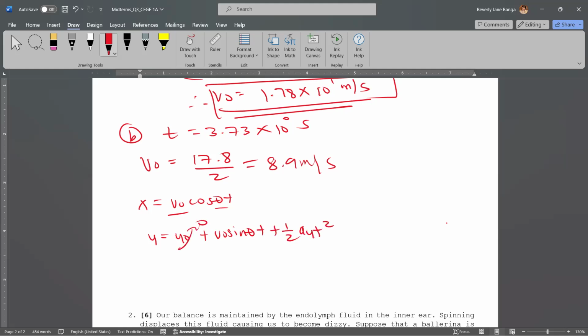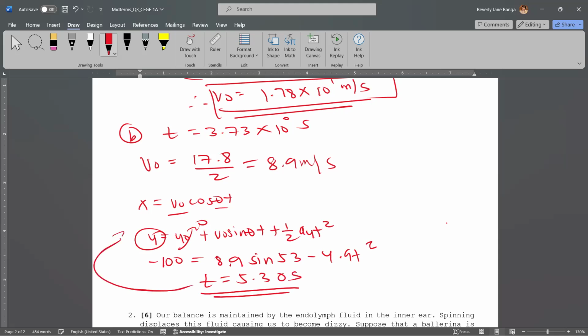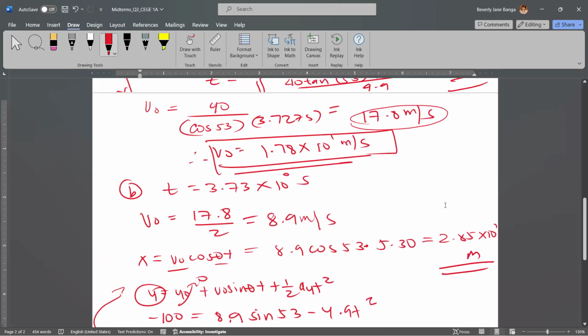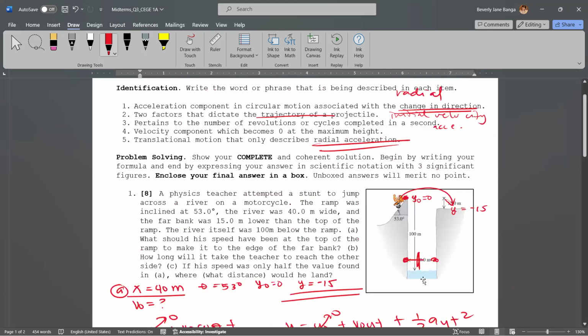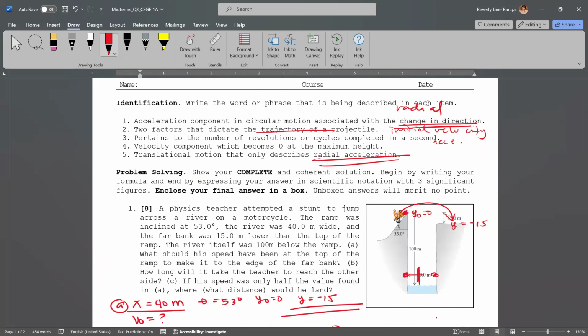So y naught is 0, but this time, your y is negative 100 is equal to 8.9 sine of, ano siya sine? 53 t minus 4.9t squared. So pag nag-extract kayo dito, you get t is equal to 5.30 seconds. And we plug it in here. So you have 8.9 cos of 53 times 5.30. And this will give us 2.85 times 10 raised to 1 meter. Ibig sabihin, more than half naman, no? Yung kanyang matatawid, 28 meters.